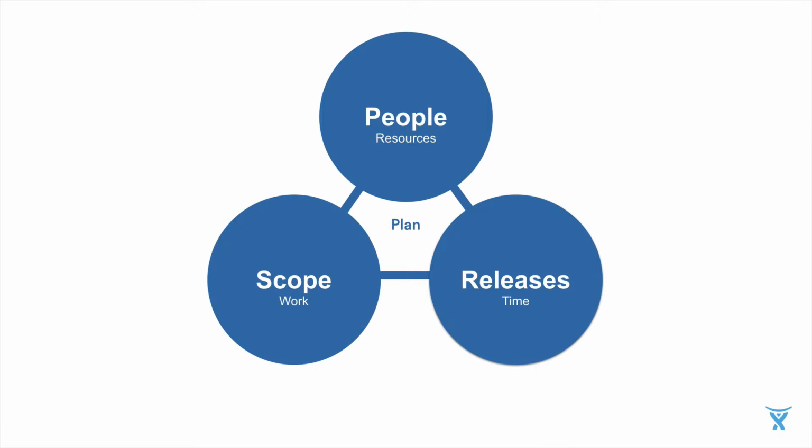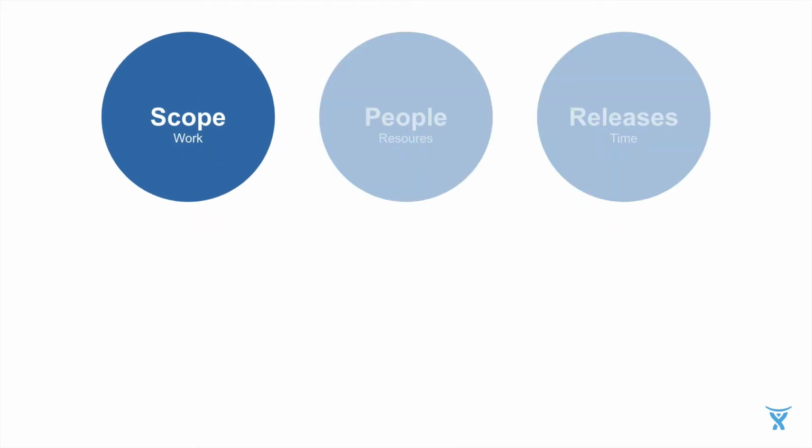You can add or remove work out of the scope. You can play with time and cutoff dates, which are marked by releases, or you can add or remove the capacity you have in the people and team section you have available to get the actual work done. Let's look into each of them.